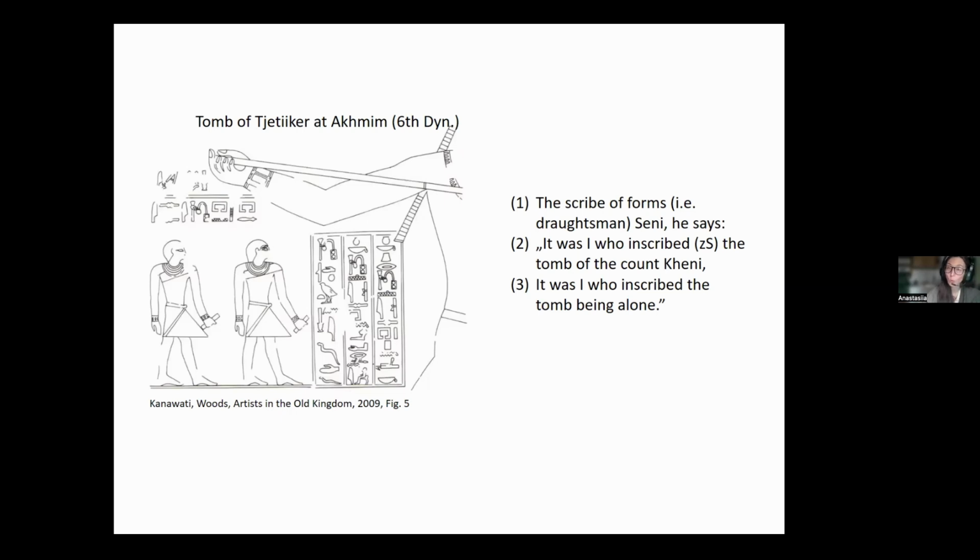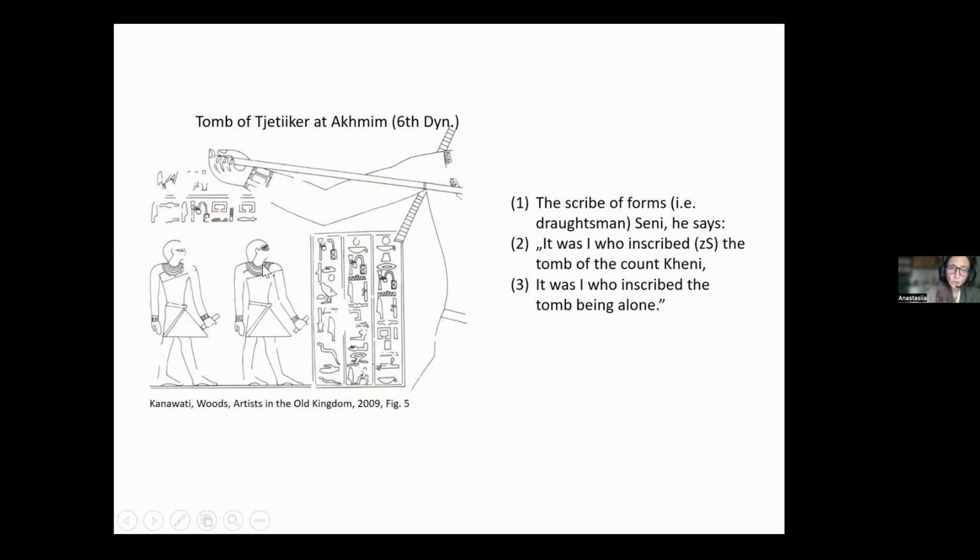This is when the author inserts their image, their self-portrait, in their own multi-figured composition, the composition designed by themselves. Here, both artists, and this is significant, are represented in the attire of a lector priest, and they're holding short papyrus scrolls in their hands.